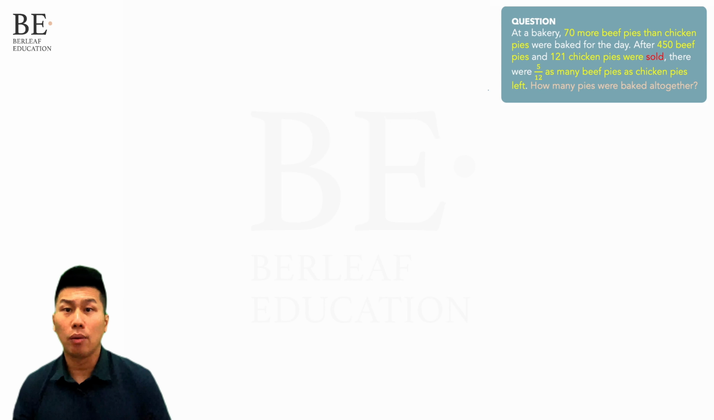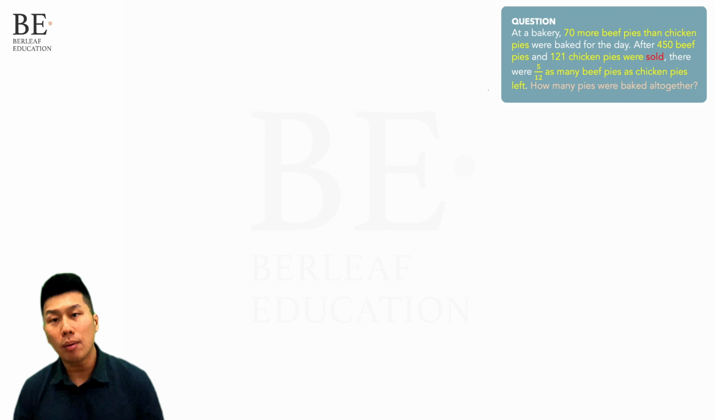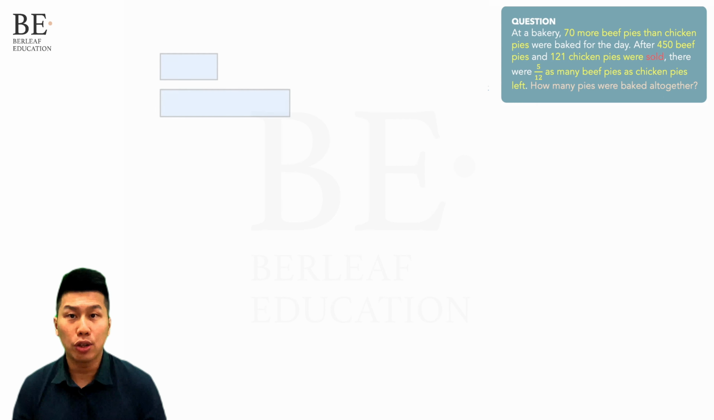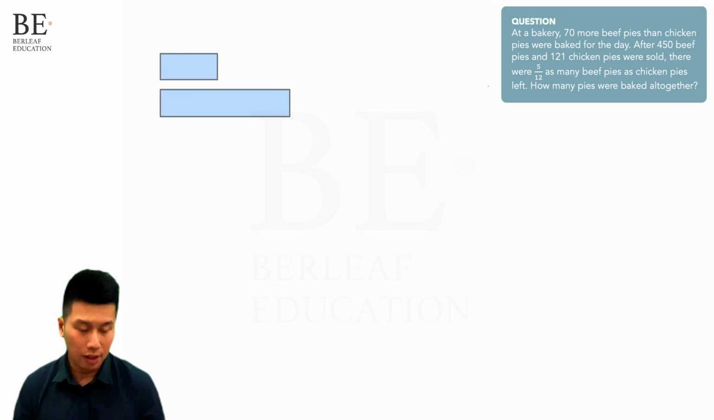We shall start our model from the period after the pies were sold, as that's the only period that has equal units. Now, in this fraction, the numerator represents the number of units for beef pies, while the denominator stands for the units of chicken pies. So the shorter bar in our model here represents beef pies, while the longer one represents chicken pies.